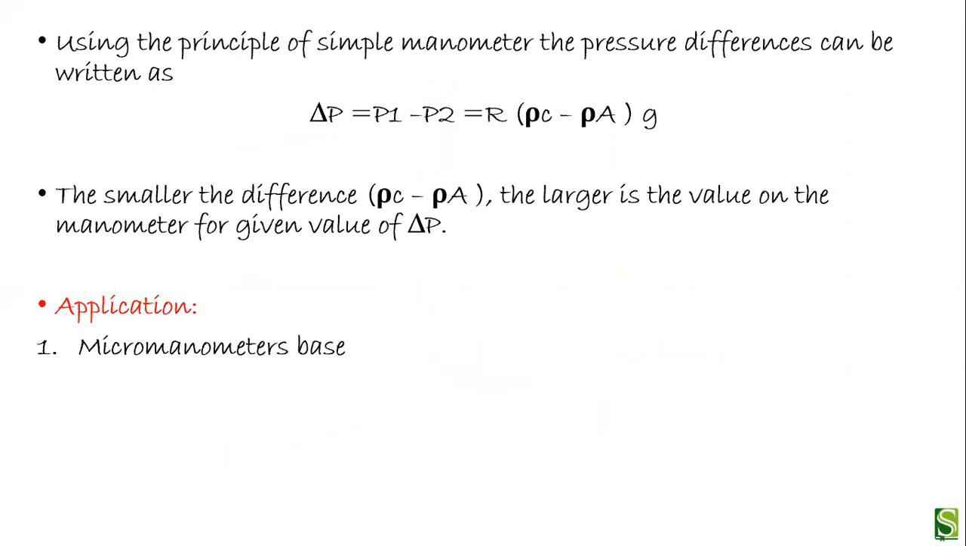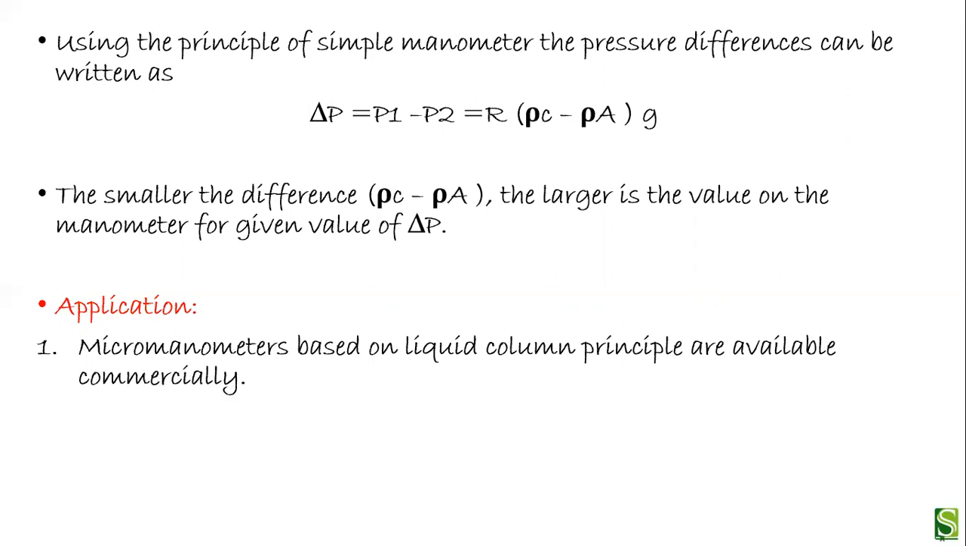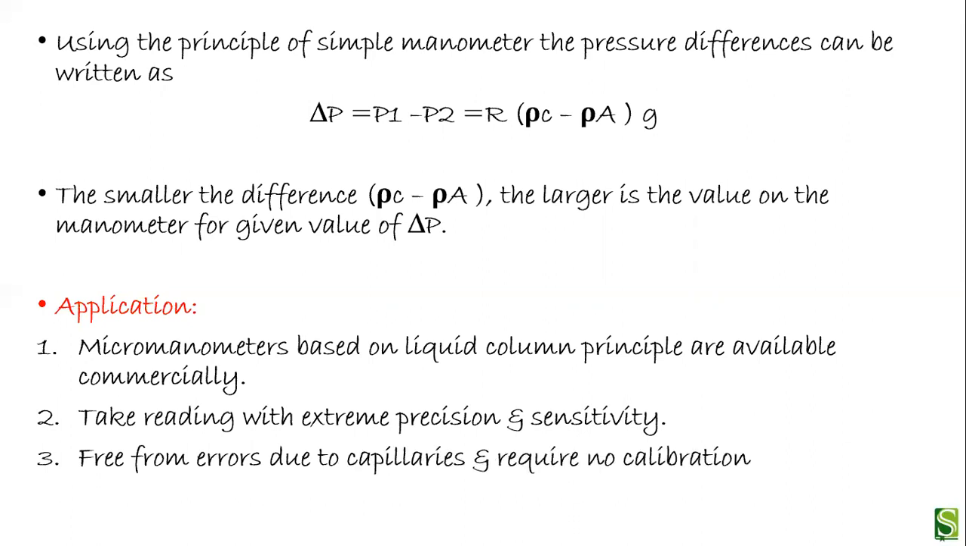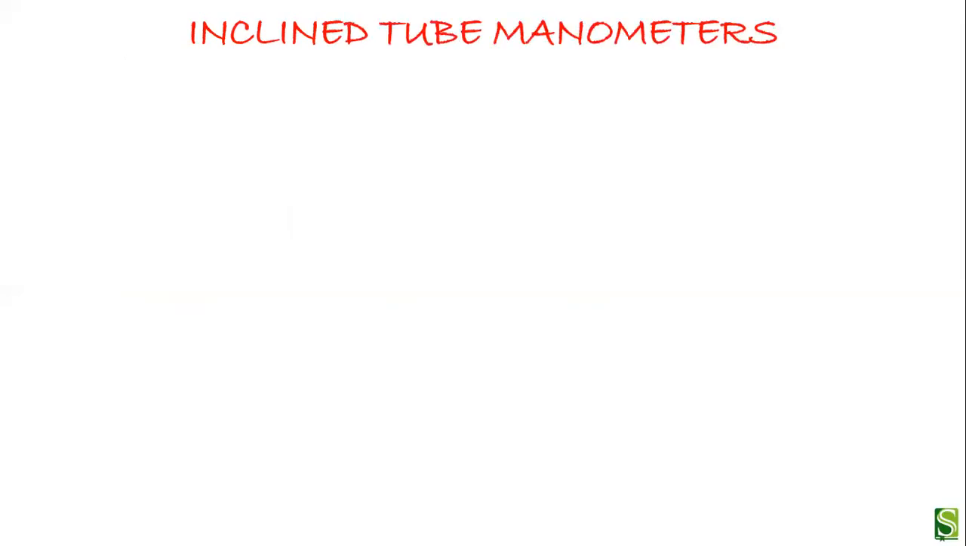Now what is the application of differential manometers? Micromanometers are based on the liquid column principle and they are available commercially. You can take the reading with extreme precision and sensitivity, and it is free from errors due to capillaries and requires no calibration. Now we will see next what is an inclined tube manometer.